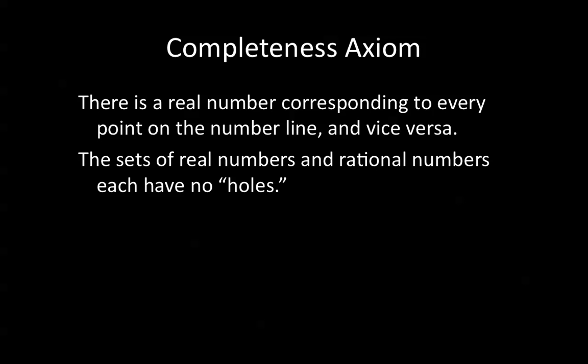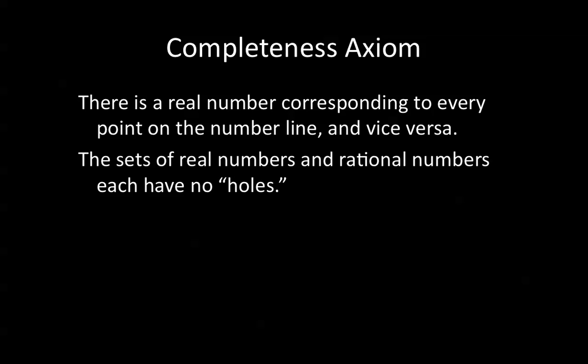So now we're going to move on to the completeness axiom. This axiom states that there's a real number corresponding to every point on the number line, and for every point on the number line there's a corresponding real number. Based on this axiom, we can say that the sets of real numbers and rational numbers each have no holes.